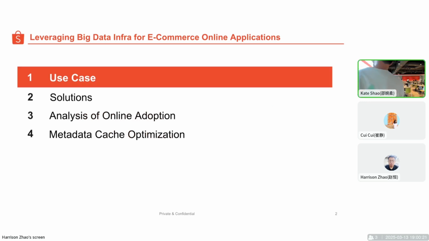So today we have four sections. First, I will share about our use cases in Shopee, and the second section is about our proposed solutions. The third one is the online adoption. I'll share a little bit about the metrics and how is the performance of StarRocks. The last one, metadata cache acquisition, will be covered by my colleague Guan Yin.